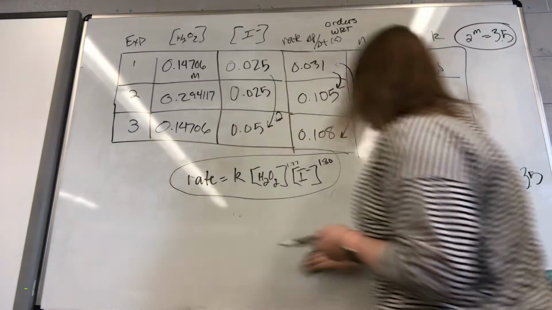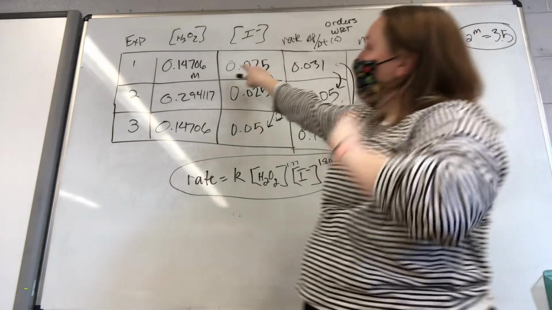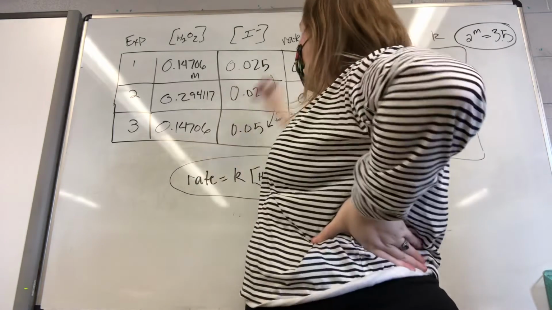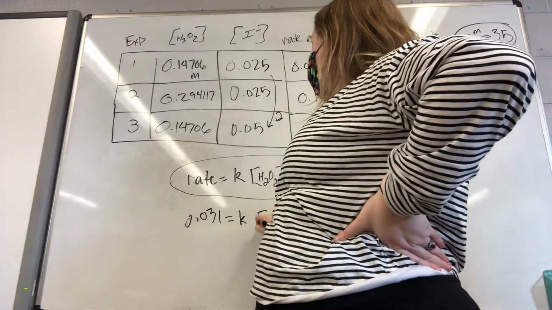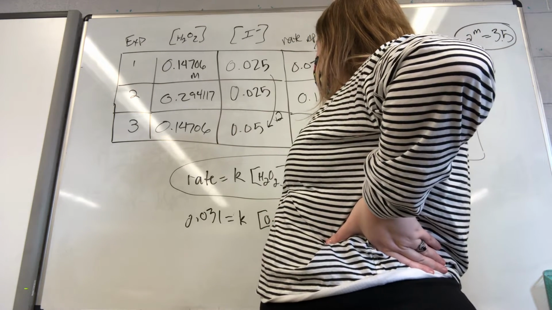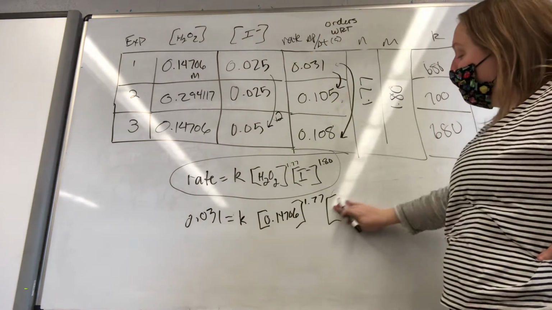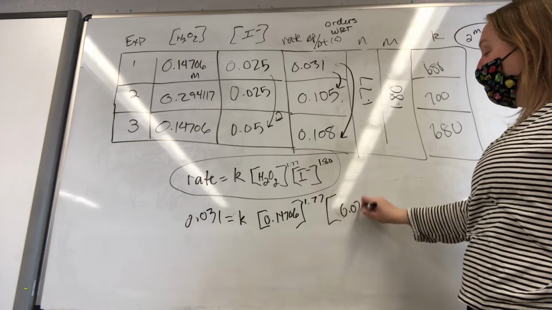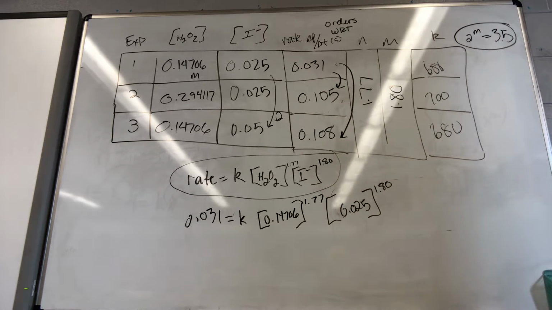Now that we have our rate law based on our n and our m, let's say we did the first one. Let's do experiment 1. The rate we calculated was 0.031. K is the unknown. Concentration of H2O2 is 0.14706. The concentration of I minus is 0.025. Solve for K. And you're going to do it for each of the 3 experiments to find your K values, okay?